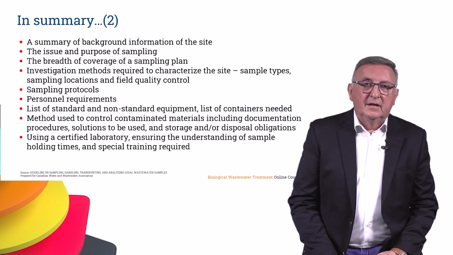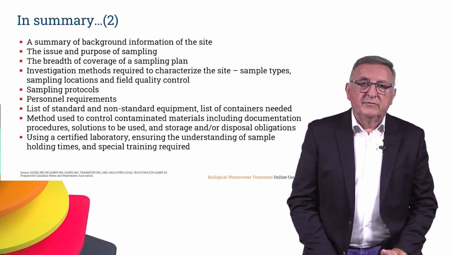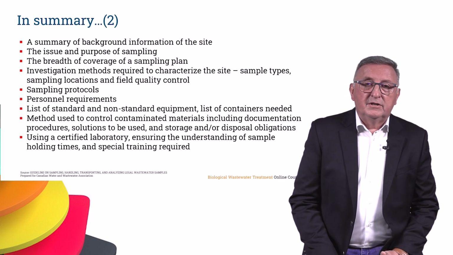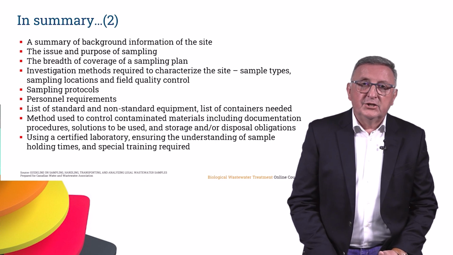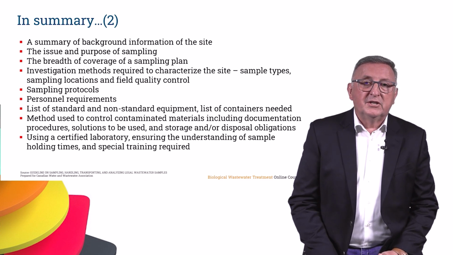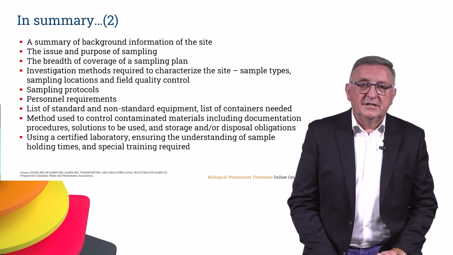On top of that, you need a summary of background information of the site, the issue and purpose of sampling, the breadth of coverage of a sampling plan, investigation methods required to characterize the site, sample types, sampling locations, and field quality control, sampling protocols, personnel requirements, list of standard and non-standard equipment, list of containers needed to be used, methods used to control contaminated materials, including documentation, procedures, solutions to be used, and the storage and disposal obligations.